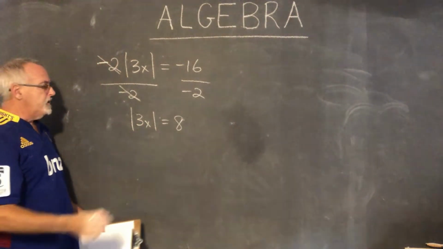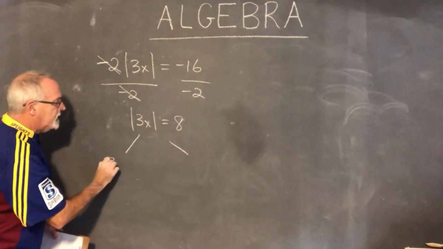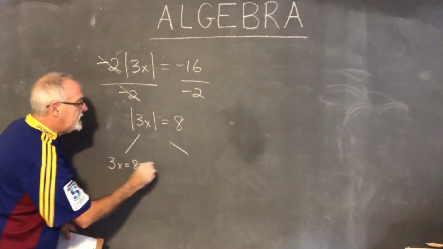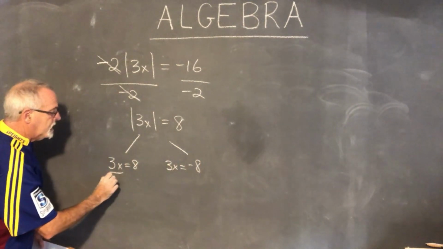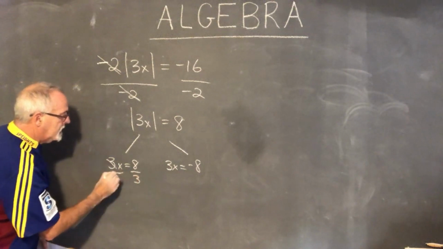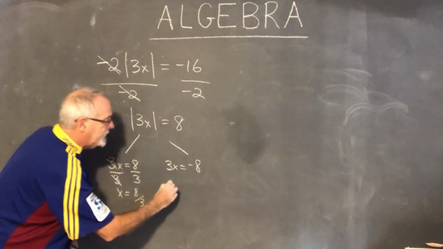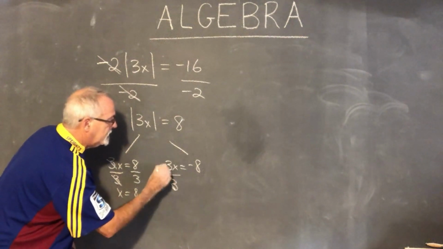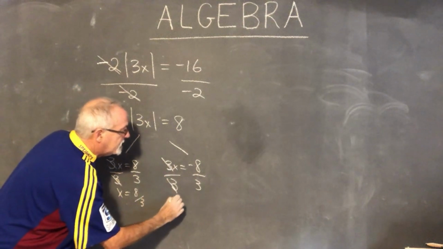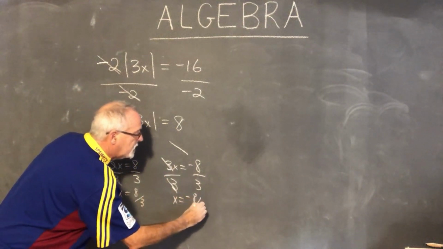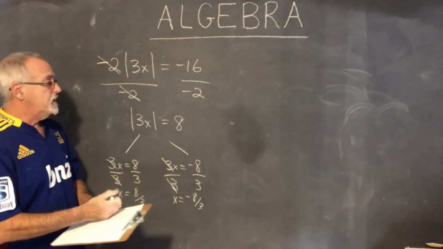This isn't so weird or so wild. I split it into 2, and I have 3x equals 8, but I also have 3x equals negative 8. Finishing the algebra, I get x equals 8/3, and I get x equals negative 8/3. Notice how I didn't switch it into a decimal this time, because I am not afraid of fractions.